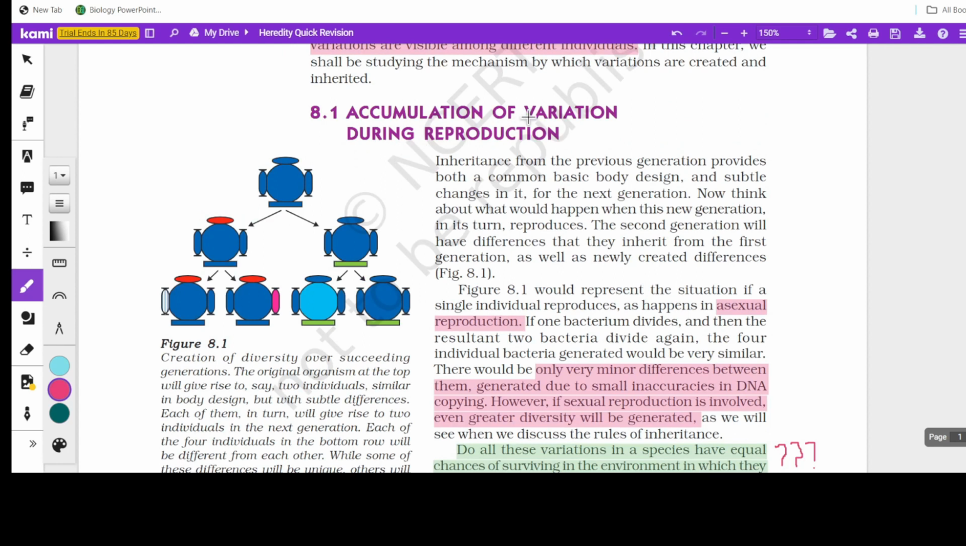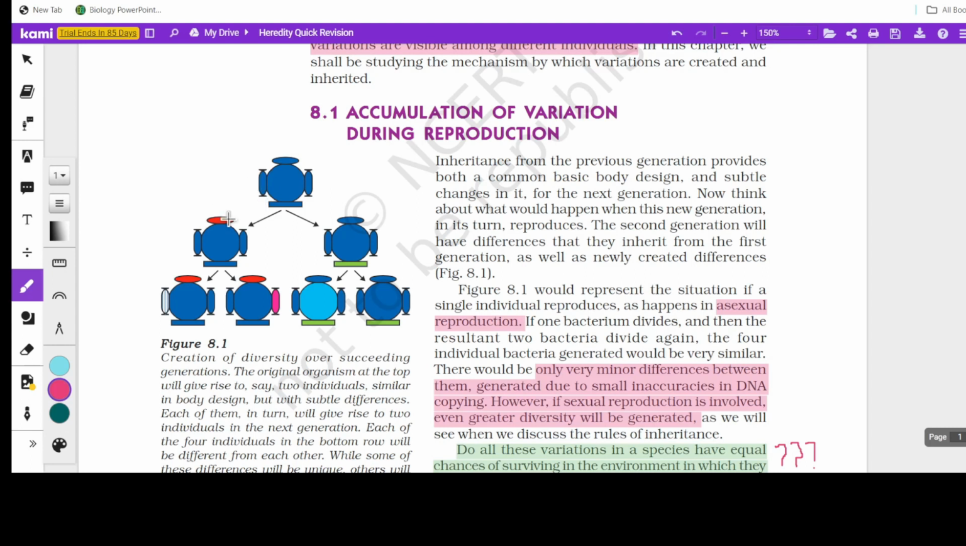Now this part, accumulation of variation during reproduction. So you should always keep in mind that the variation is not happening within a generation or two generations. Slight variations happen for generations after generations, and all those variations get accumulated. So that concept is made clear here.